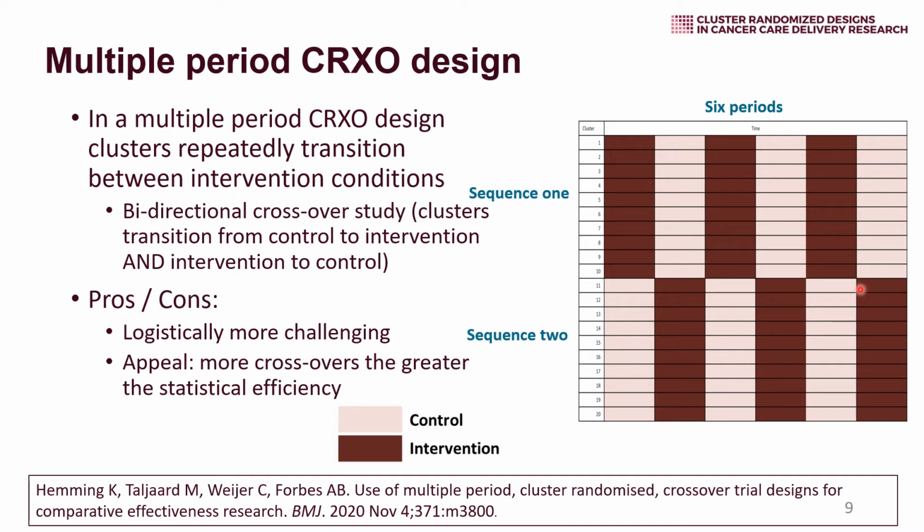So this bidirectional crossover of clusters, transitioning from control to intervention condition and then back from intervention to control condition, can be a logistically more challenging design to implement because this intervention has to be repeatedly taken away from practice and then put back into practice. So this can make it logistically challenging, but it has an appeal, and that is the more crossovers, the greater the statistical efficiency, up to some sort of limit.